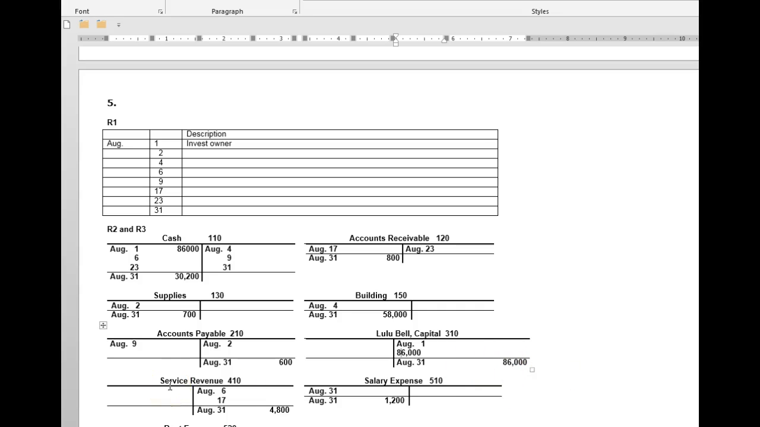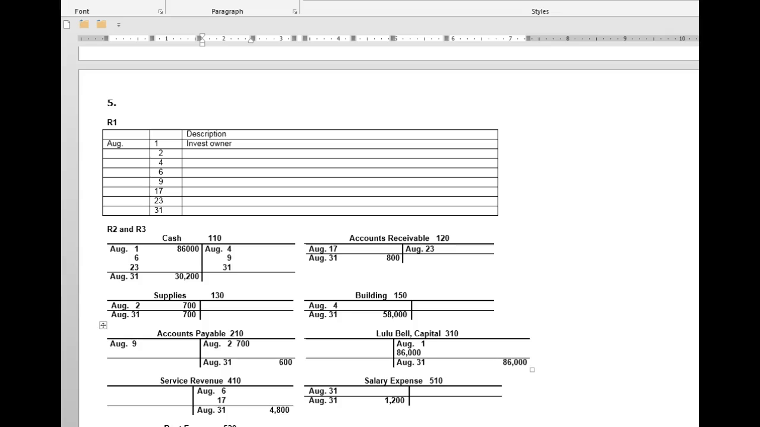Now, the next one, they talk about purchasing supplies on account. Well, let's see. Where's my supplies? Well, I have to debit my supplies. Is that correct? And I have to find accounts payable. And I would credit it to add that to the account, $700. So that is the second transaction.